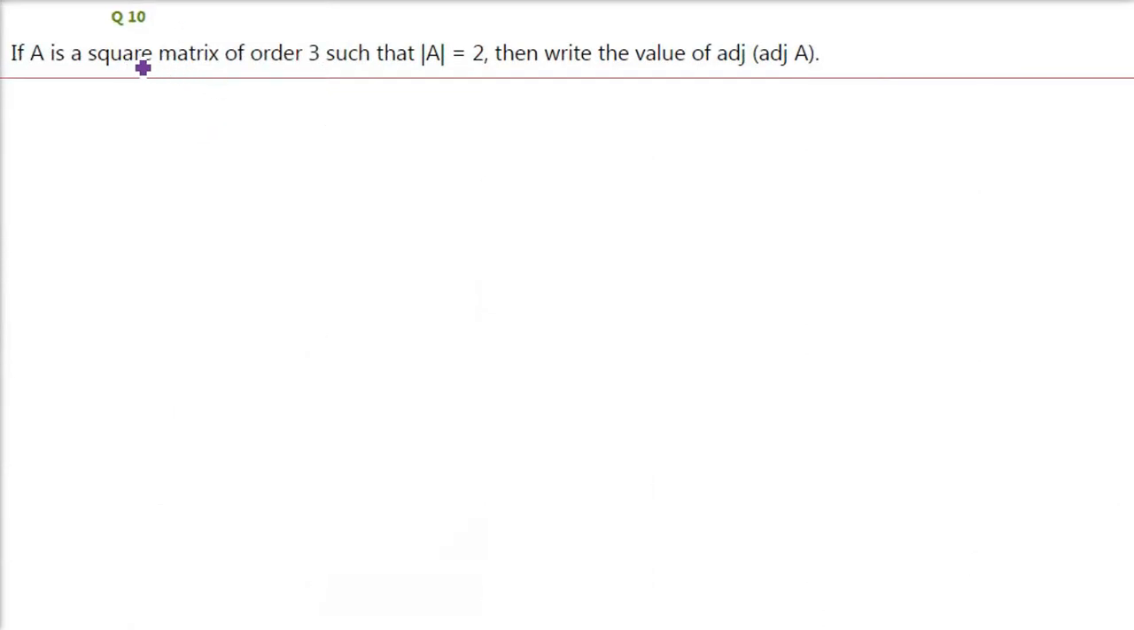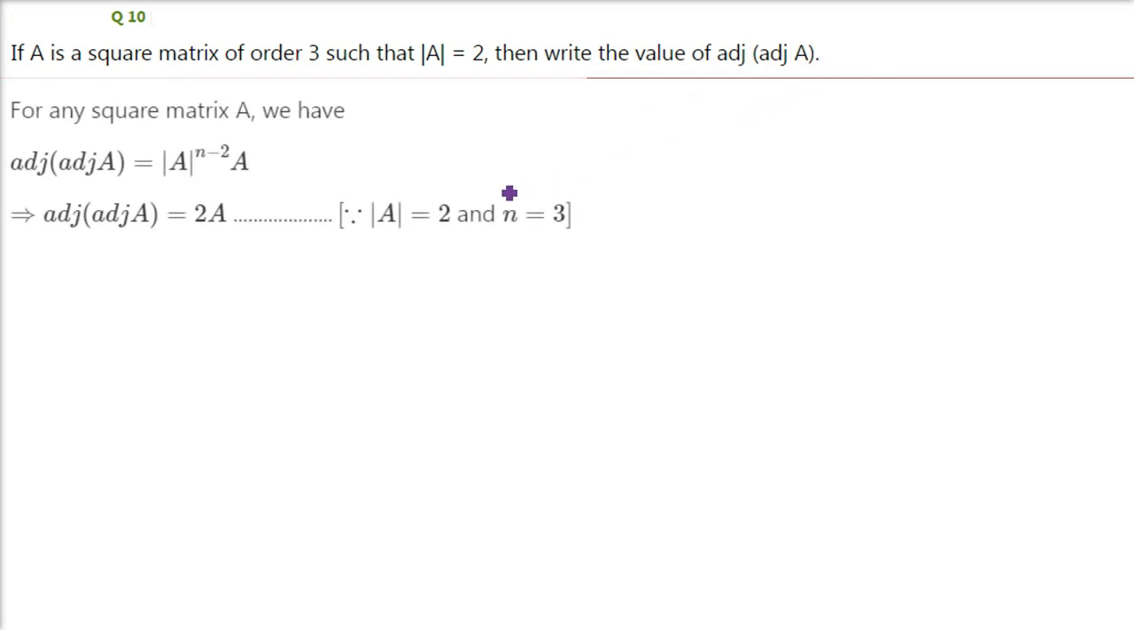If A is a square matrix of order 3 such that the determinant of A is equal to 2, then write the value of the adjoint of A. Again, we have a relationship here, an equation here. So in any square matrix, the determinant of A, we are interested in the adjoint of A.